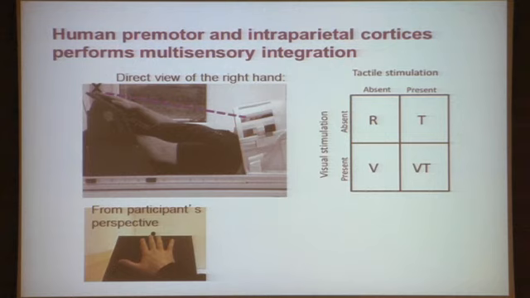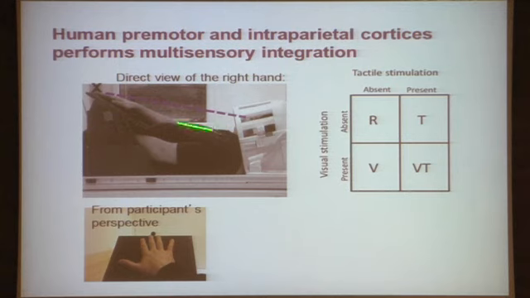So the first question is, okay, I told you about monkeys and about rubber hand experiments in humans. Do we even know that humans have a similar system in the brain for multisensory integration? Is the human premotor cortex, interparietal cortex similar? So we've done some experiments to test that. Very similar to the monkey experiments.